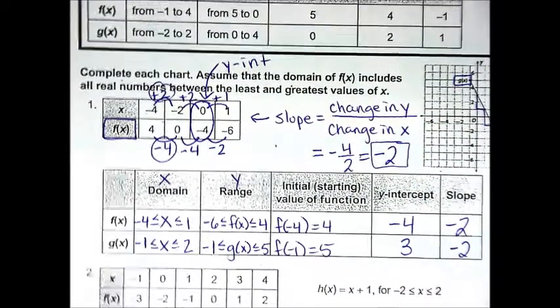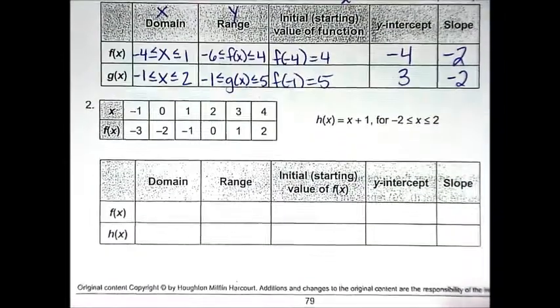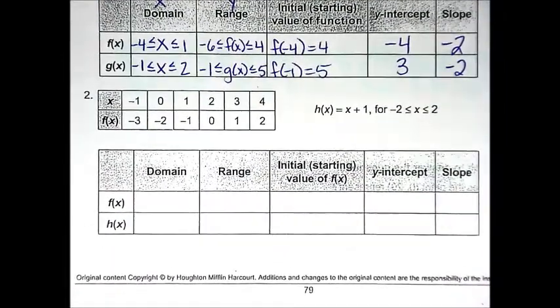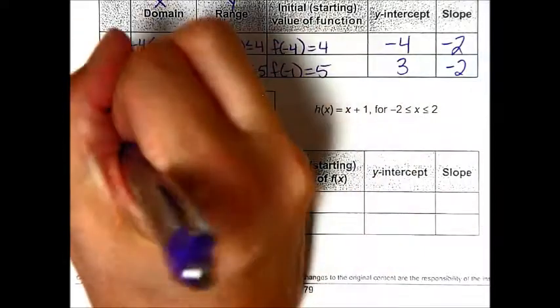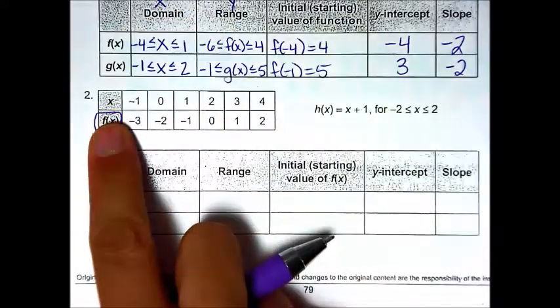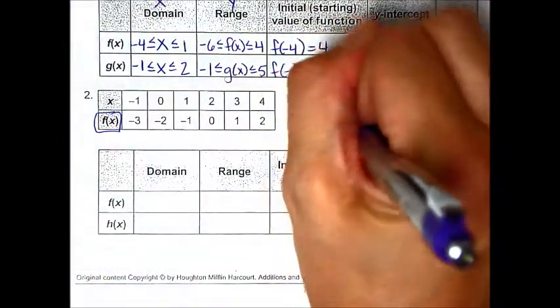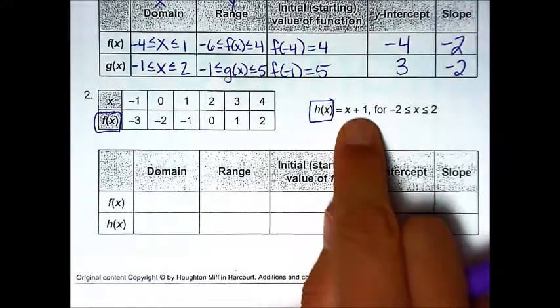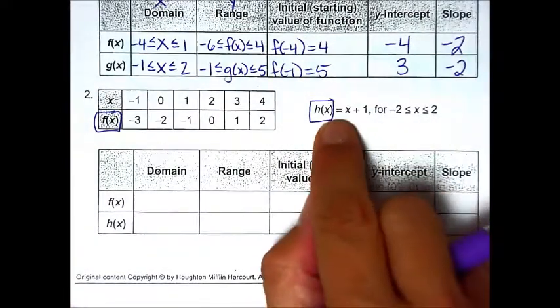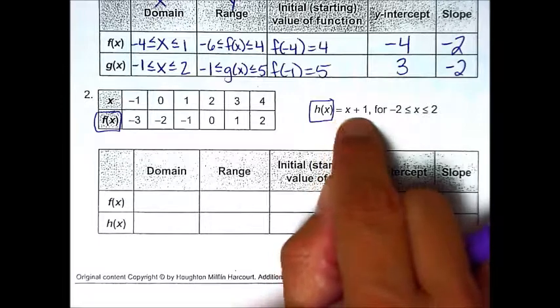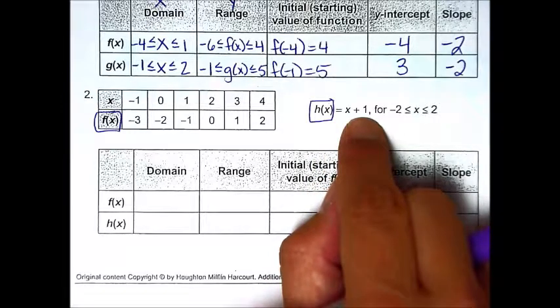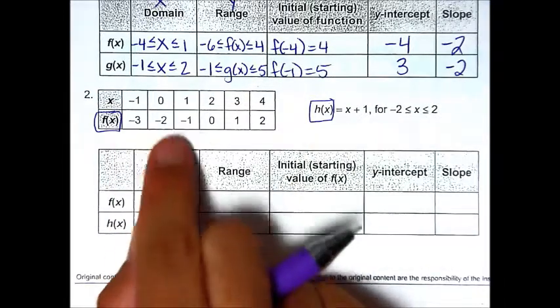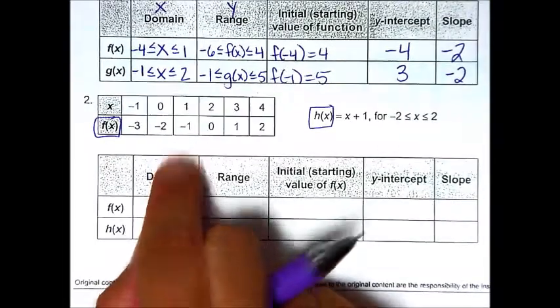Okay, let's practice this whole deal again. This time, we're going to find all the same information, but they give you f of x in a table, and they give you h of x as an equation. It's already an equation. Look, it's in slope-intercept form. Y equals mx plus b. Okay? So, let's do your table first now that you're a pro at the tables from the first one.